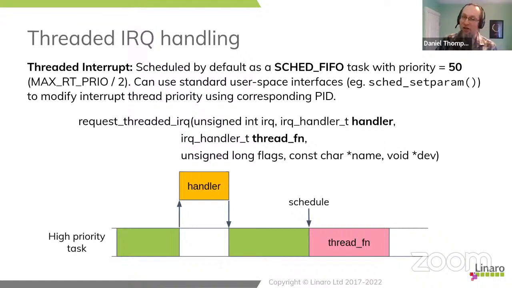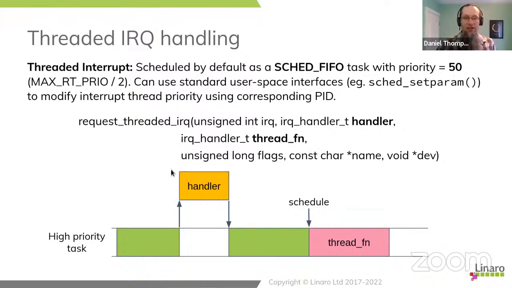So they will preempt most activity on the system, but you can construct real-time tasks that sit at a higher priority. You can also reach in with some of the APIs that we discussed last week to change the priority of the thread function. So you can either boost the priority, you can switch it to deadline, whatever it is that you need to do. The default is SCHED_FIFO 50, but you can change that, which allows you to prioritize which interrupts happen before others and things like that.